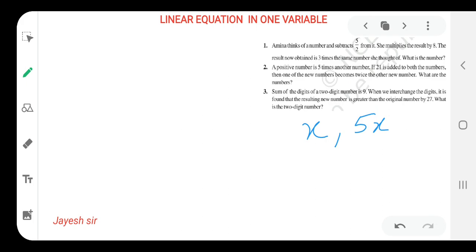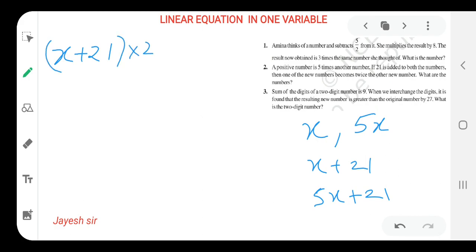If 21 is added to both the numbers, then one of the new numbers becomes twice the other new number. What is to be said if 21 is added to both the numbers? So let's add 21. X plus 21 it will become, and it will become, I'm writing over here, 5x plus 21. I have added 21 to both the numbers. After doing that, what will we get? The number becomes twice the other new number. So which one becomes twice? As this is smaller than that number, it will only become twice the number. So the next number is 21 plus 5x.